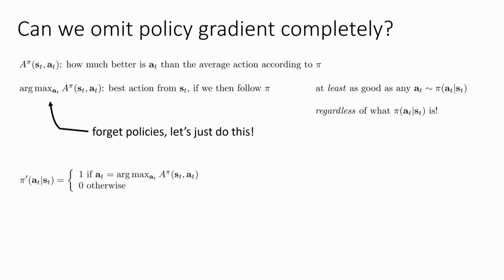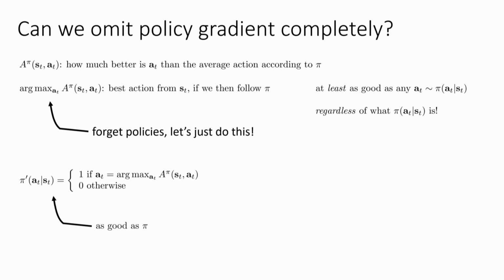So this allows us to define a policy that does not have any parameters, that is defined entirely in terms of an advantage function, and it's just the policy that assigns a probability of 1 to the argmax of A^pi and a probability of 0 to all other actions. And I'm going to call this policy pi prime. So pi prime is a policy that always takes the argmax action for A^pi. And remember, A^pi is the advantage for some other policy.